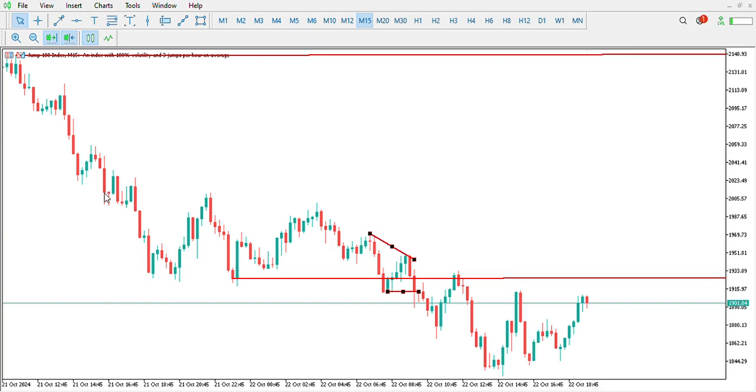So unachora hivi line. So hii ni failure swing na kuna break of structure here. So I will be entering this market from this point hapa. This is my order block. This here as my order block hapa.